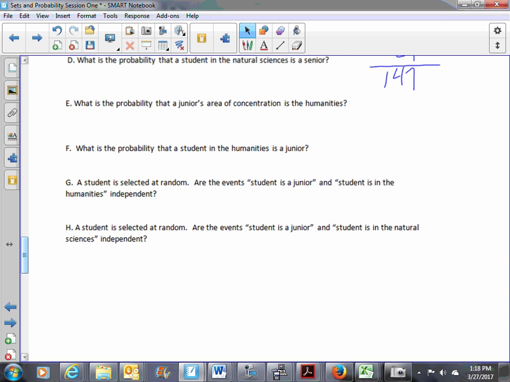A student is selected at random. Are the events student is a junior and student is in natural sciences independent? Let me do this.